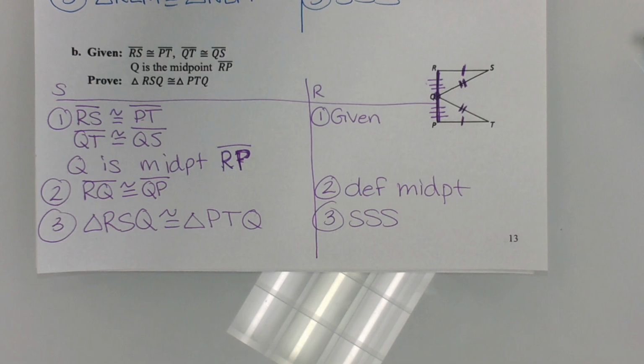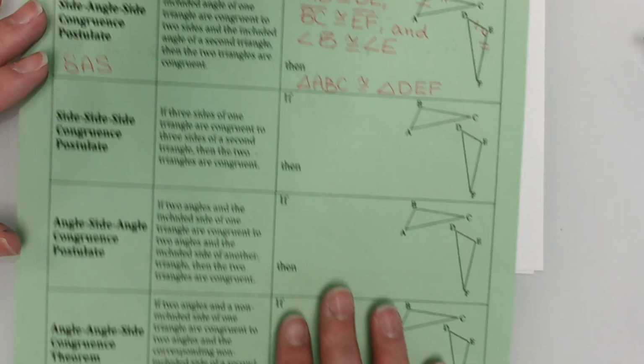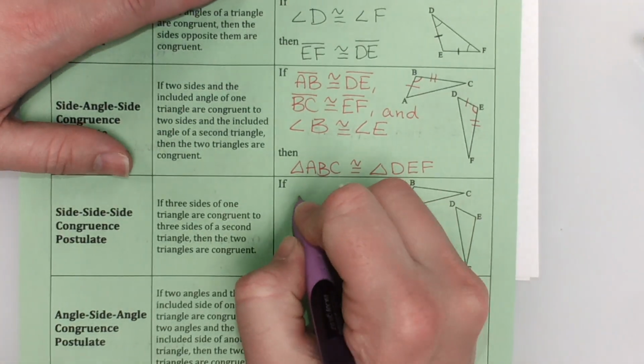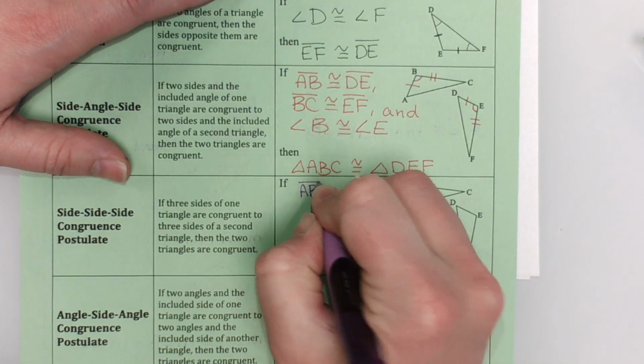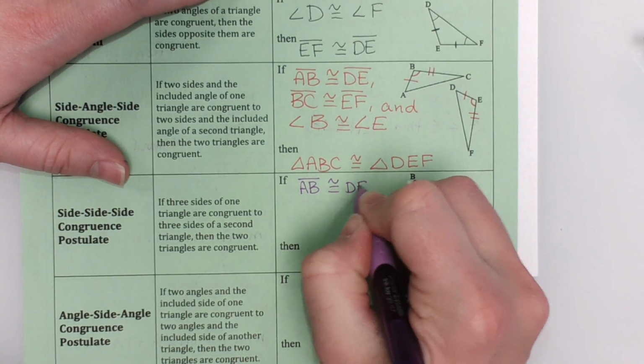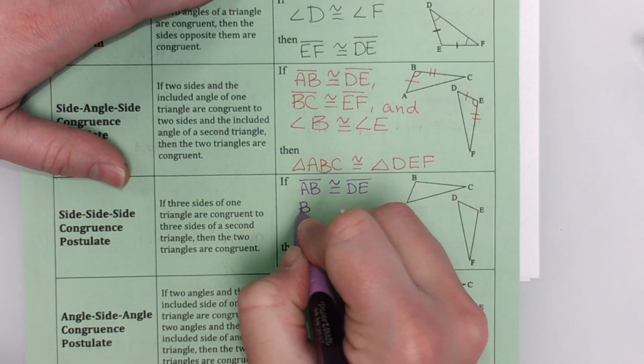Is that SSS or SAS? That's 2 sides and the angle between. So, you gotta pay attention to what that picture looks like. That picture is gonna help you more than anything. That's why I mark it on here. In fact, I recommend you put your SSS on your postulate sheet right away as well.